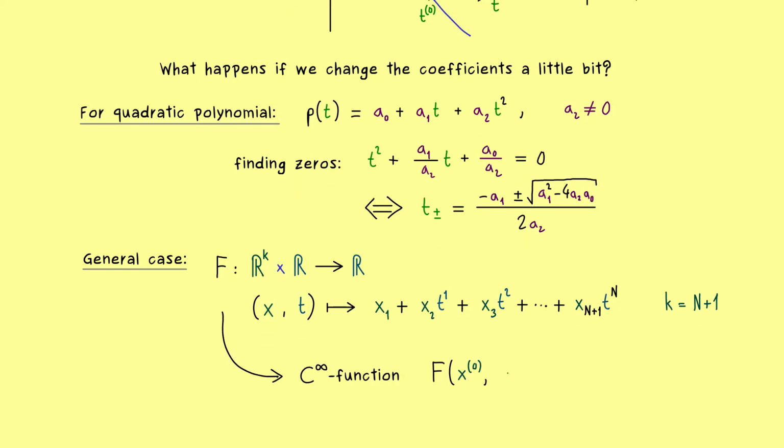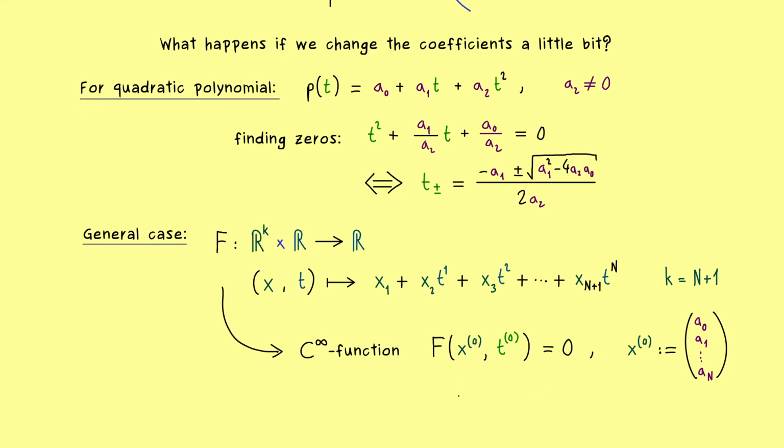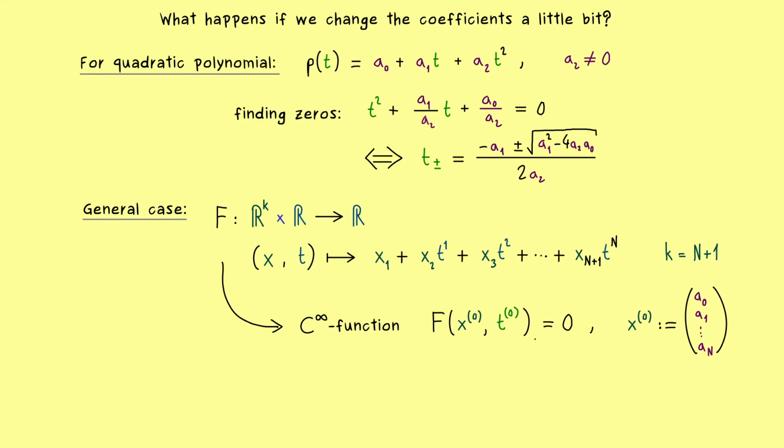Namely, we just have to put in the original coefficients and t0 from before. More precisely, we have to find the point x0, which is given as the coefficient a0, coefficient a1, and so on. So there we have our original polynomial, where t0 should be a simple zero. Hence, simple zero now means something for the partial derivative of f. It's just the partial derivative of capital F with respect to the t variable.